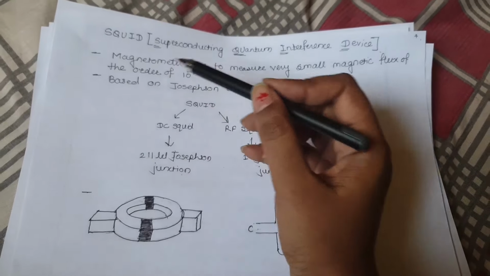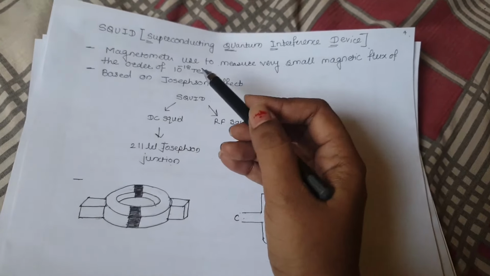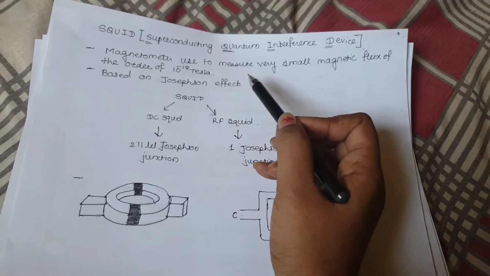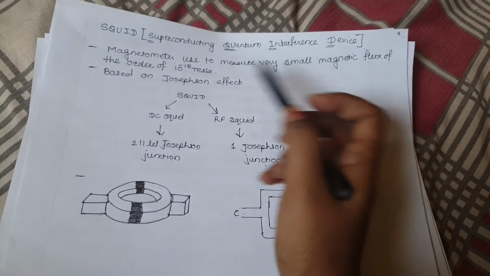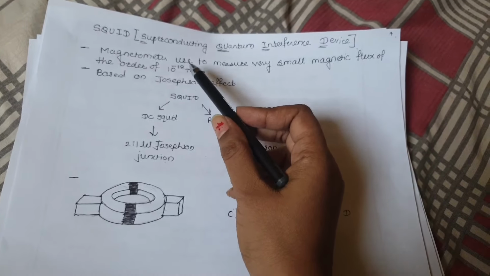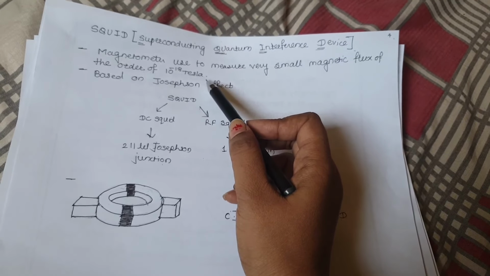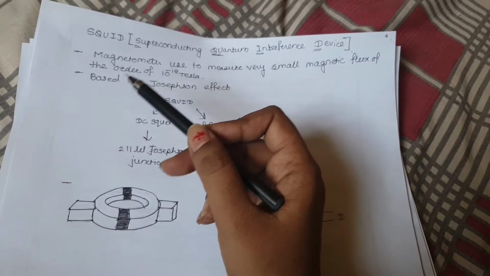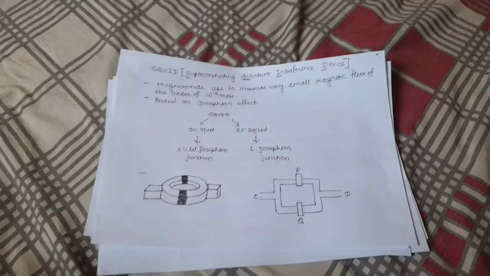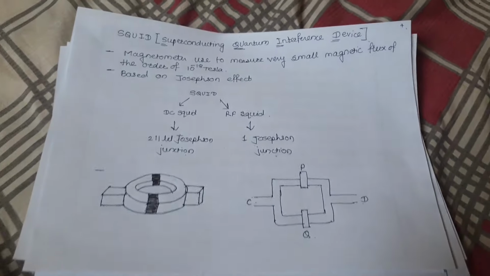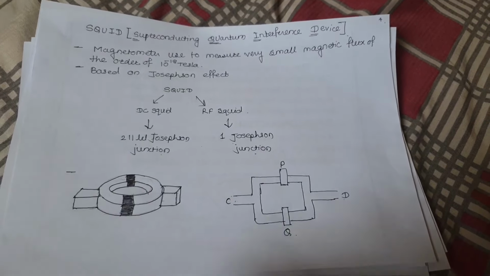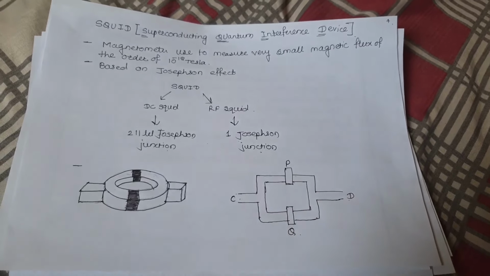Now what is SQUID exactly? It is a magnetometer which is used to measure very small magnetic flux on the order of 10 raised to minus 18 Tesla. It is based on the Josephson effect, which we already discussed before this topic.